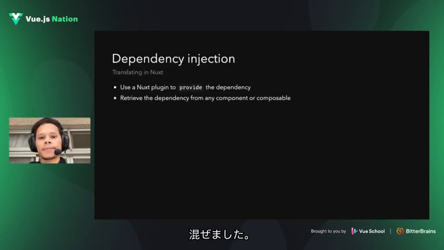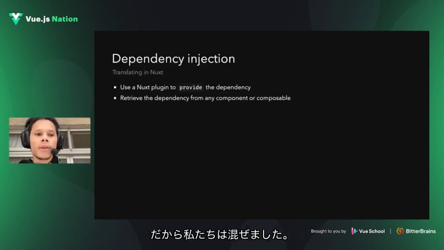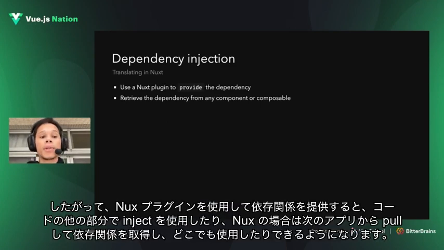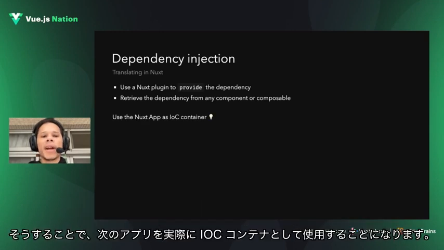With Nuxt, today I want to show you how to do it using plugins. So we could use a Nuxt plugin to provide the dependency, and then the other parts of the code will be able to use inject, or in the case of Nuxt, pull it from the Nuxt app to retrieve the dependency and use it anywhere. By doing so, we would actually be using the Nuxt app as our IOC container.